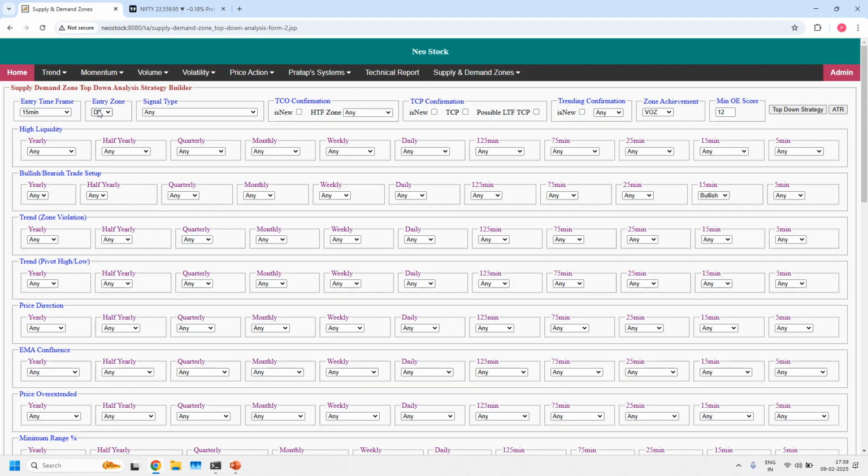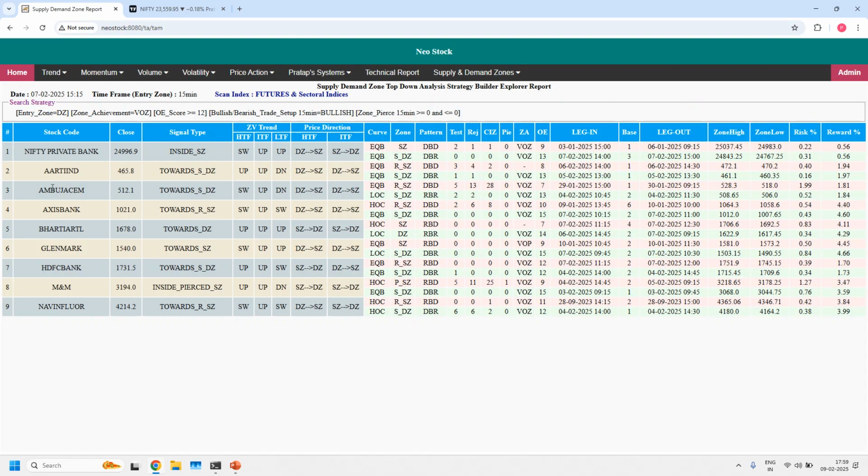So this is the way you can filter the stocks. Now click on this top down strategy. How many stocks did we get? 9 stocks. See the time frame, 15 minutes.